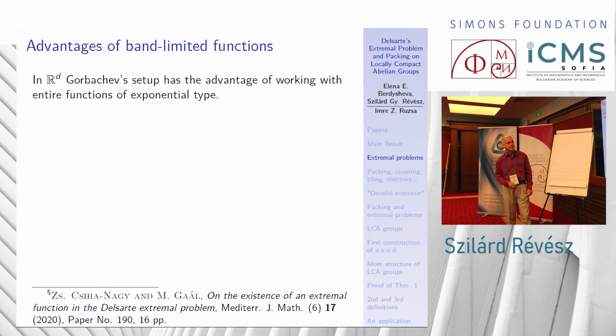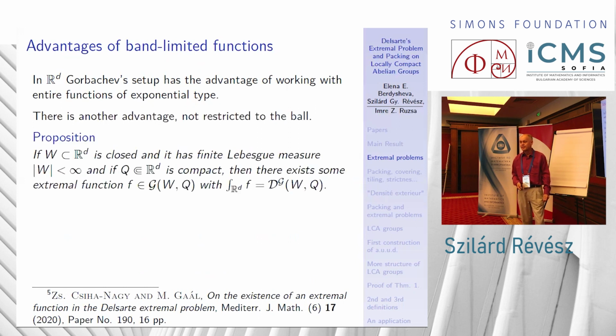So Gorbachev's setup has some advantages. For instance, band-limited functions are actually entire functions of exponential type, and to work with them is somewhat much nicer. There is another advantage, not restricted to the ball. If you consider band-limited functions, then the existence of an extremal function can be proved.